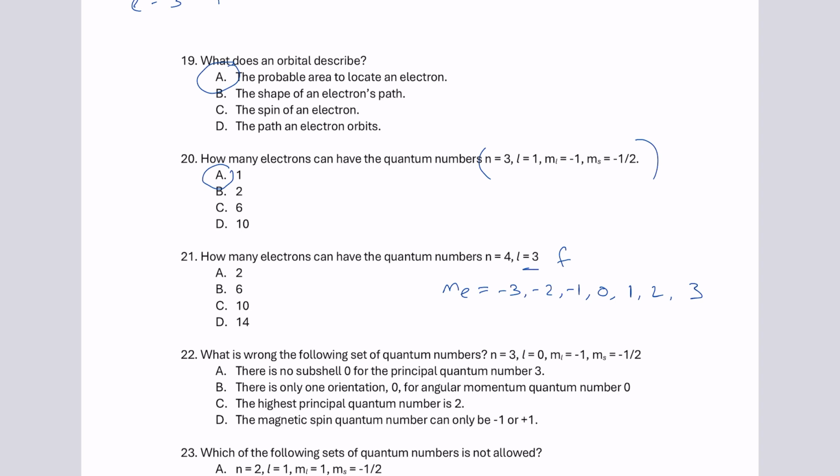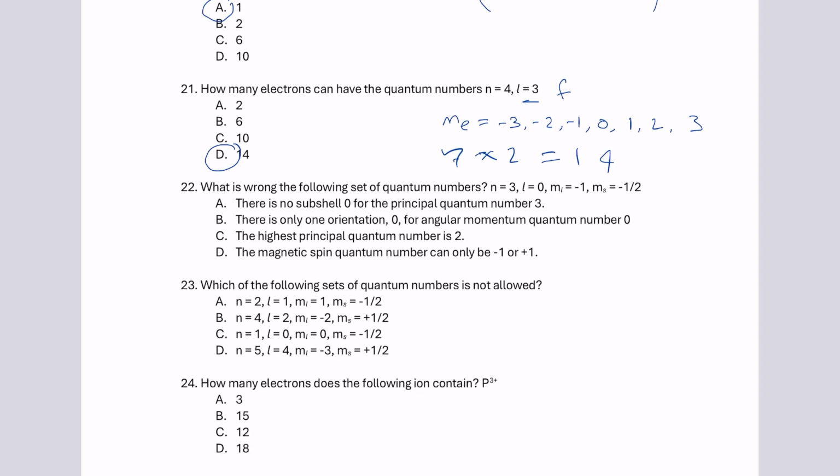So these 7 ml values tell us there are 7 orbitals in the f subshell. Each orbital can hold 2 electrons, one with a spin up and one with a spin down. And so 7 times 2 gives us a total of 14. 14 electrons can have the principal quantum number n equals 4 and the angular momentum quantum number l equals 3. So the answer is D.